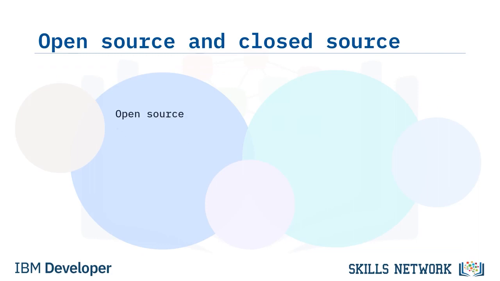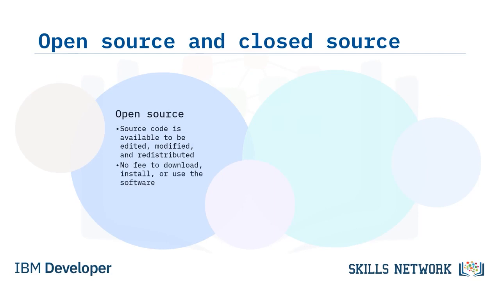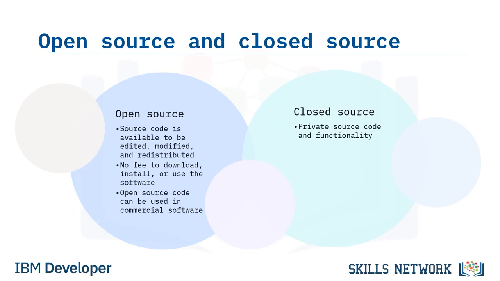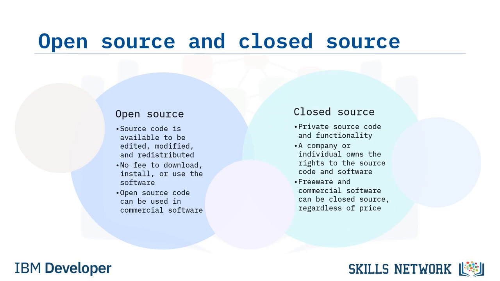With open source software, the source code is available to be edited, modified, and redistributed. Users don't have to pay to download, install, or use the software. Open source code can sometimes be used in commercial software, which is usually developed for profit, but can also include freeware. With closed source software, developers keep private the source code and how it works. Additionally, with closed source, a company or individual owns the rights to the source code and software, like with the Microsoft Edge web browser. Freeware, like the Edge browser, and commercial software can be closed source, regardless of whether it is available for free or for purchase.